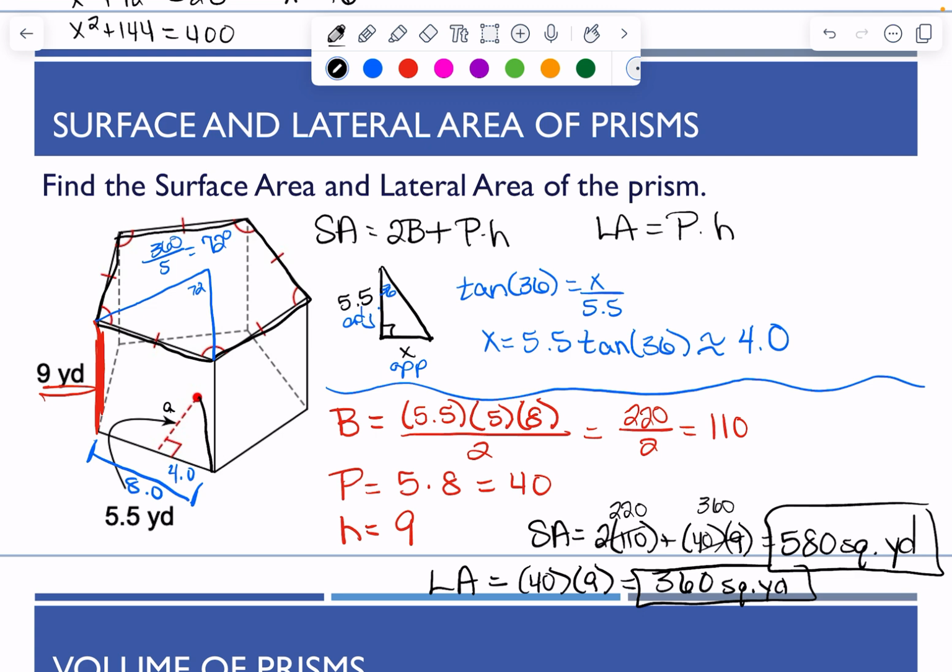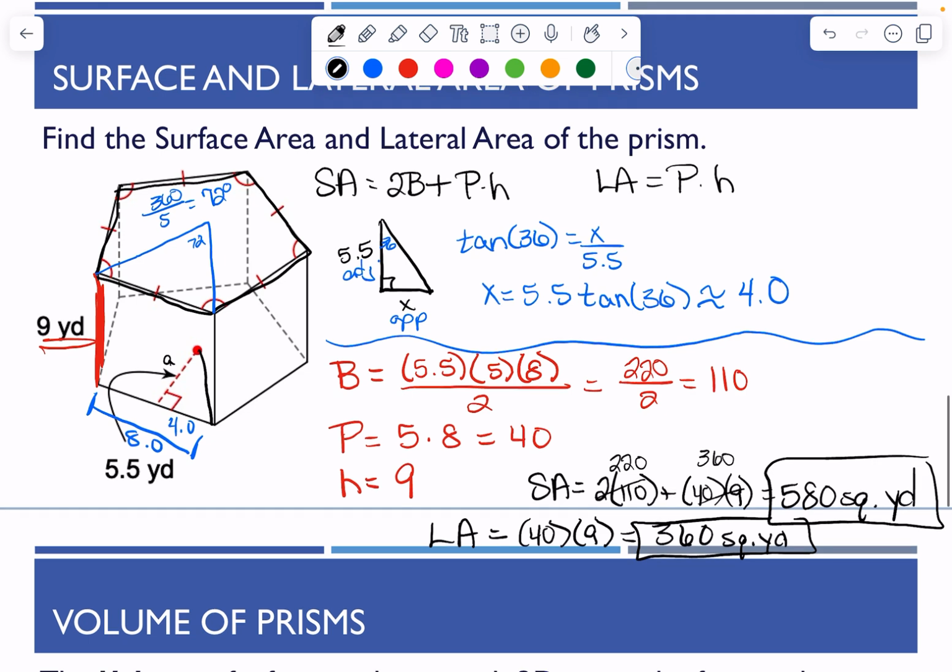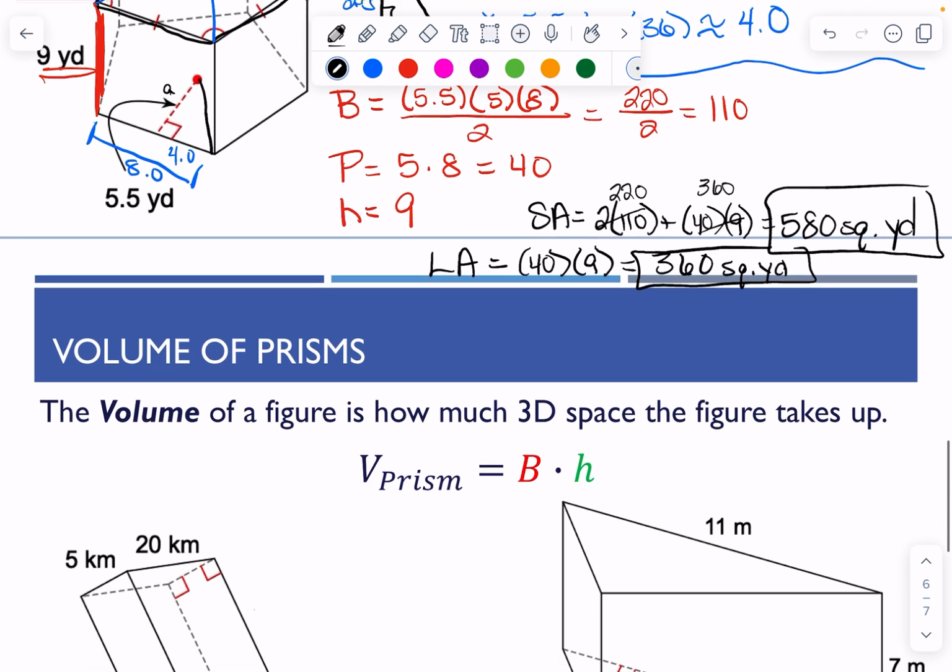Okay, so now we're going to shift a little bit. So that's how we do surface area and lateral area. Now what we're going to do is shift to volume. So remember, perimeter is a fence. We're putting a fence around it. Area, we're covering a piece with carpet. Surface area, we're wrapping the whole thing in wrapping paper. No overlaps, no gaps. Volume, we're filling the thing with water.